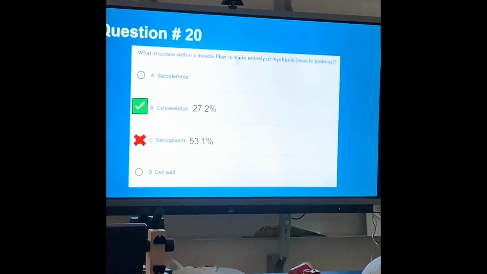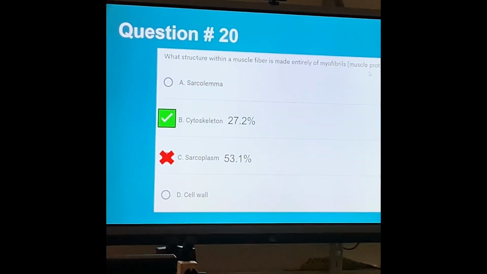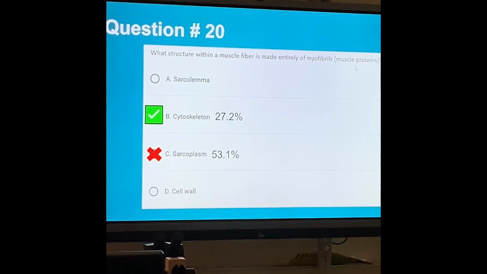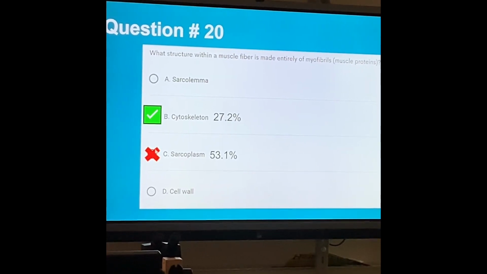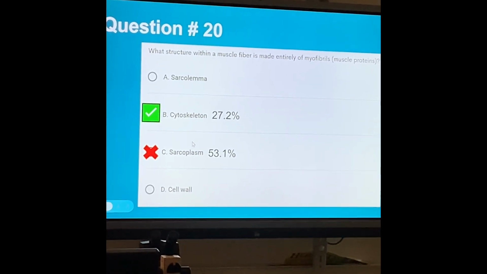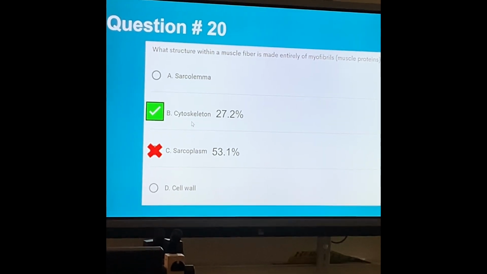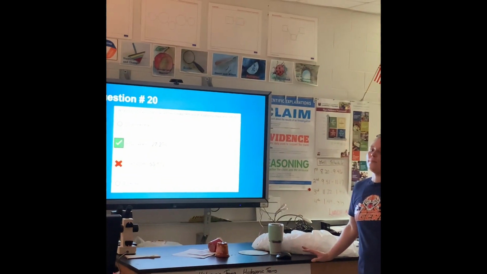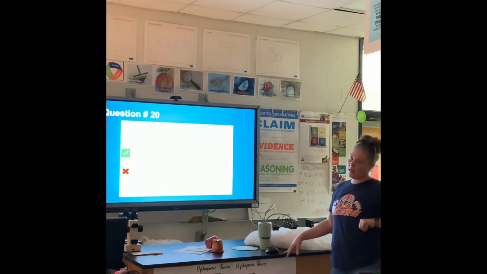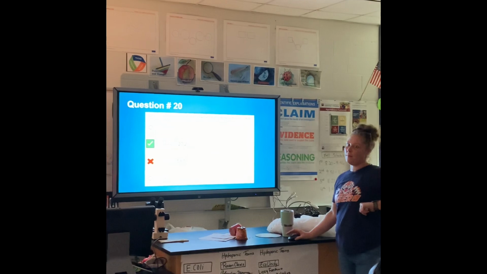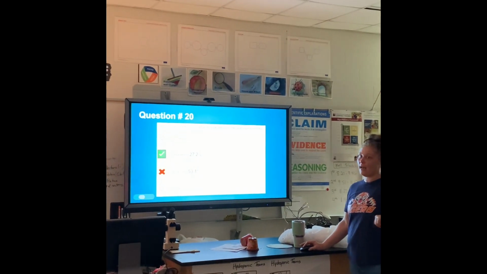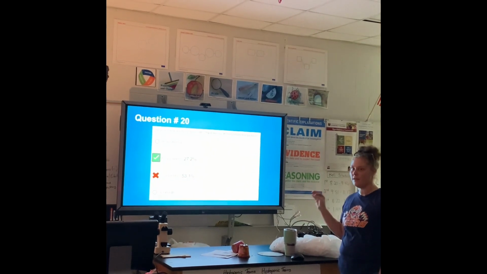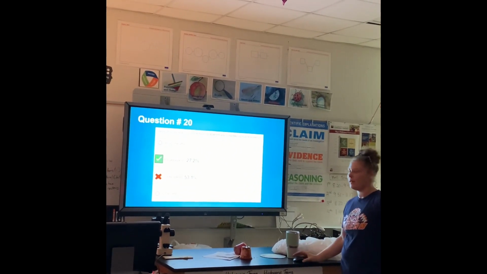Which structure within a muscle fiber is made entirely out of myofibrils? And then I translate that into regular terms, which is muscle proteins, the proteins that make up our muscles. And they're saying cell jelly instead of the cell skeleton, which, I don't know, that one hurts a little bit. But when we do our introduction to cells in the beginning of the year, I think we'll play up the root words, the plasm, the plasma, because everything that we ever talk about, our blood plasma or whatever, is going to be some fluid, and maybe we'll be able to nip that in the bud.